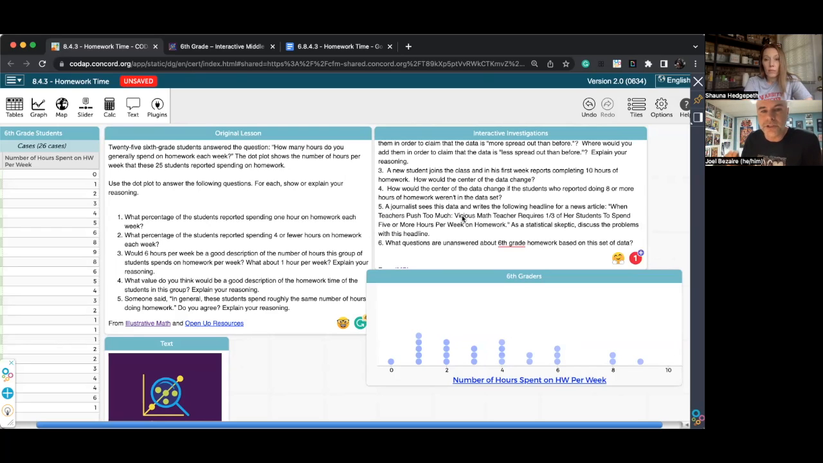Question 3 says, a new student joins the class and in his first week reports completing 10 hours of homework. How would the center of the data change? Notice we're using a term like center because students may interpret that differently. They may be thinking of mean, median, and mode, or they may be thinking of their own idea of where the center of a data set lies that's related to one of those, but maybe not the specific mathematical version.